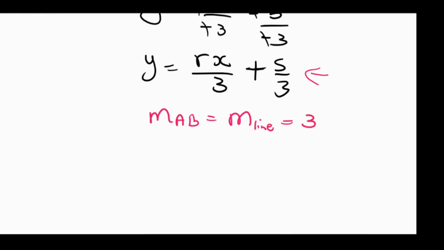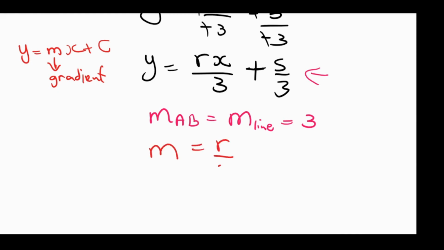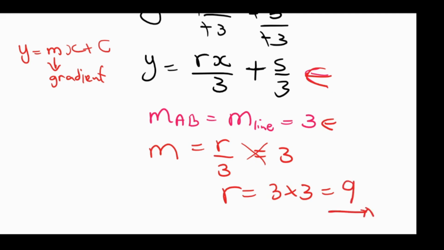So what defines a gradient in a straight line? y is equal to mx plus c, right? So this is the gradient, right? So meaning in this case our m is equal to r over 3 in terms of this equation here, of which we know that this r over 3 is equal to the 3 here, this gradient here. So to find the r, we're just going to cross multiply. So it's going to be r is equal to 3 times 3, which is equal to 9. So this is the value of r.